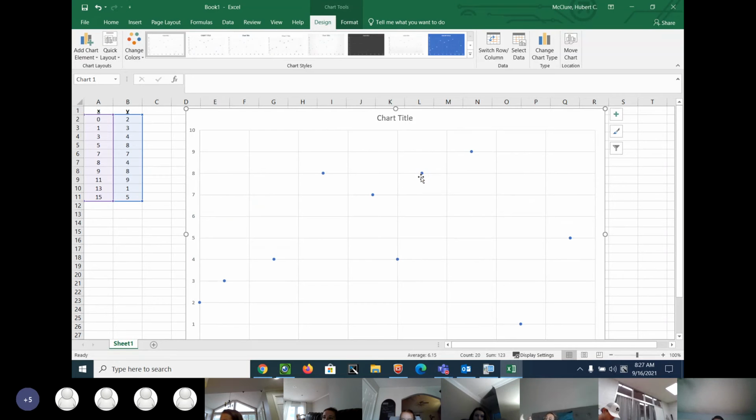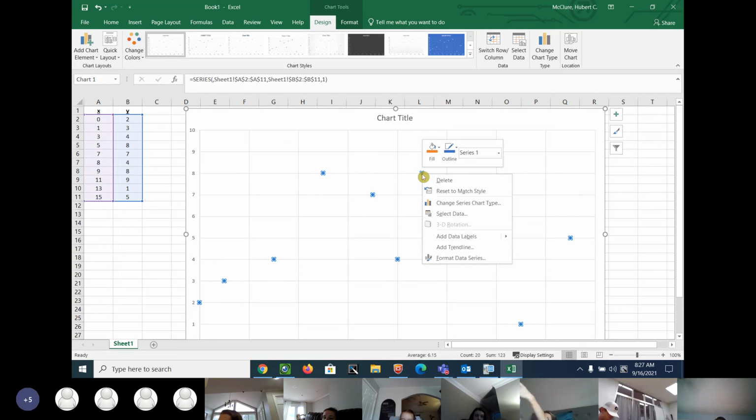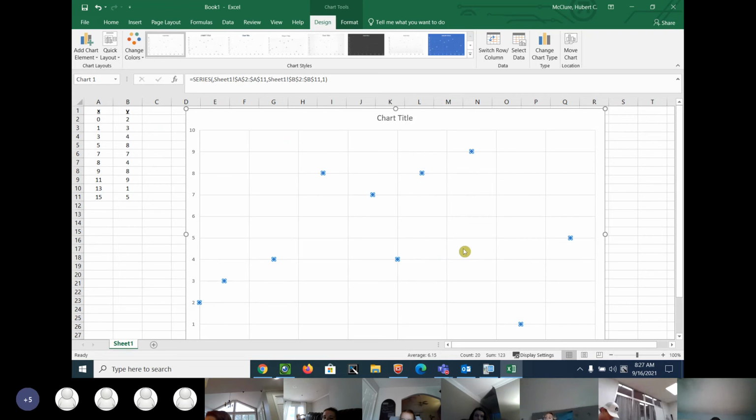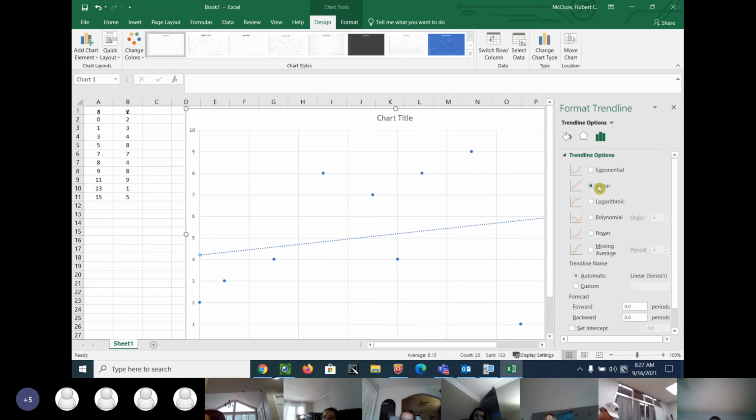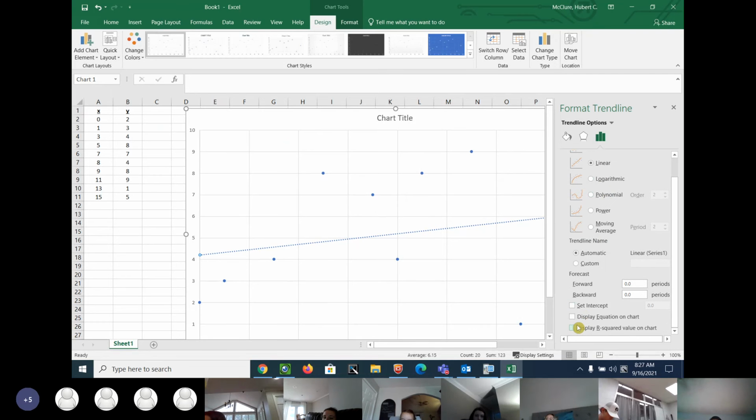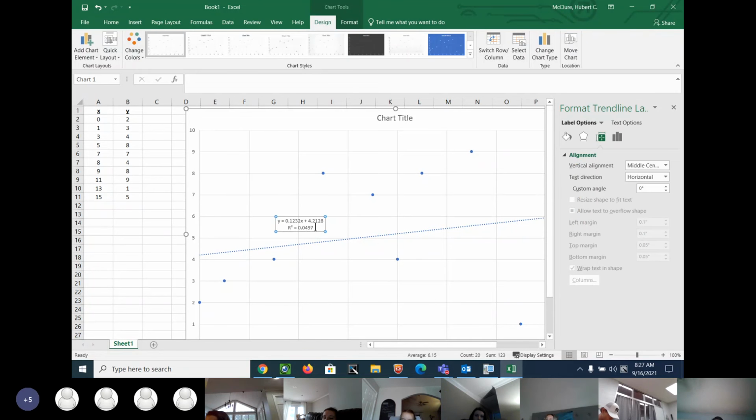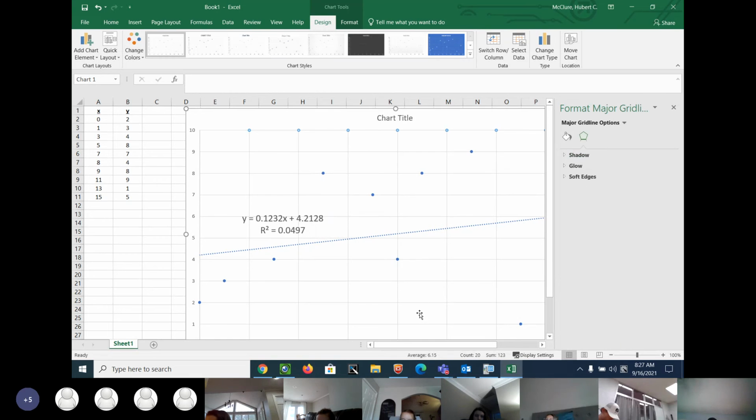And the good thing about the Excel spreadsheet is it'll do everything for you in one thing. So right click on one of the dots, go to Add Trend Line, and then make sure it's linear because most of these are going to be linear. And go down to Display Equation and Display R-squared. And there is your equation and r squared, and of course you have to take the square root of r squared.